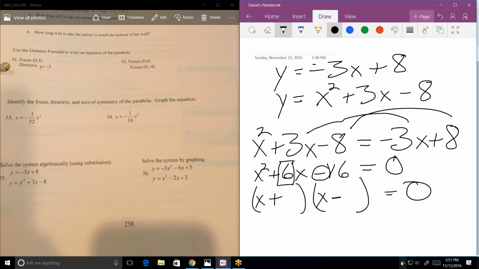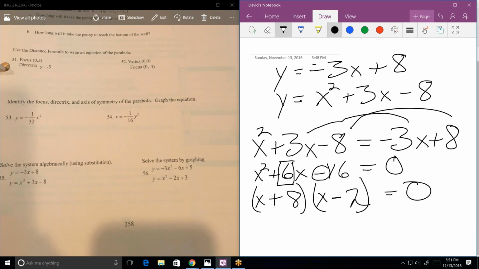Okay, where's the 8 go? Where's the 2 go? The 2 goes on the left. No, the bigger factor goes with the sign of the middle term. The sign of the middle term is positive, so the 8 goes there.